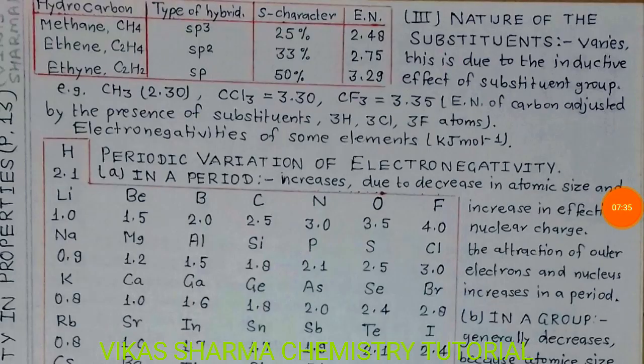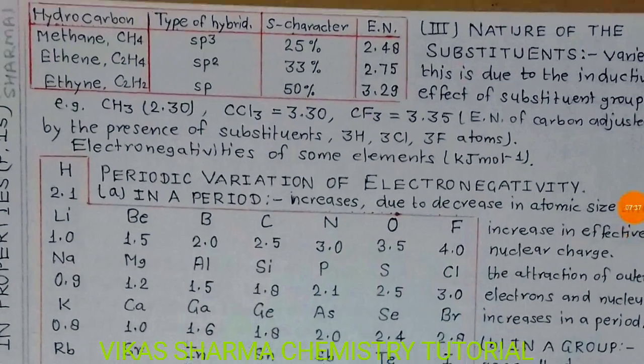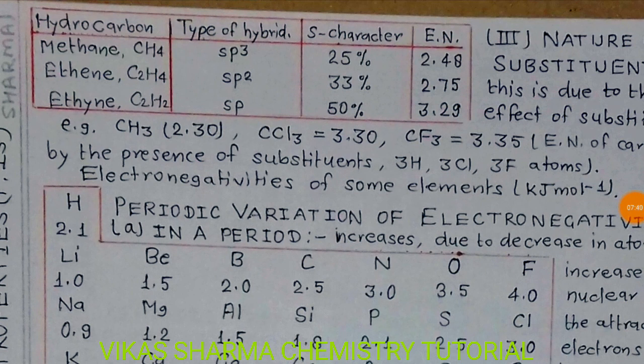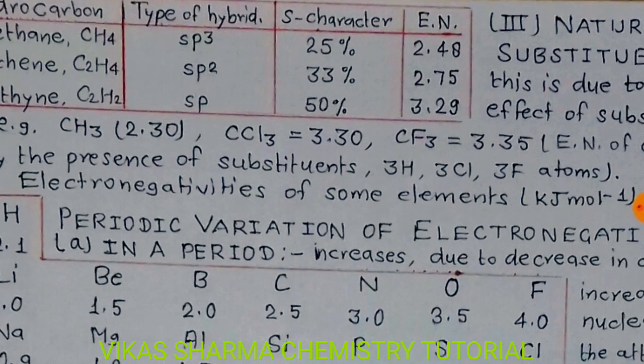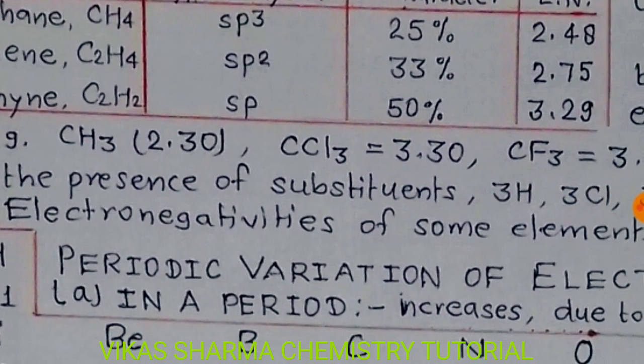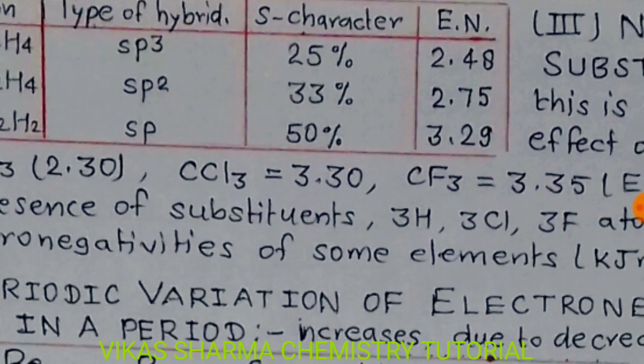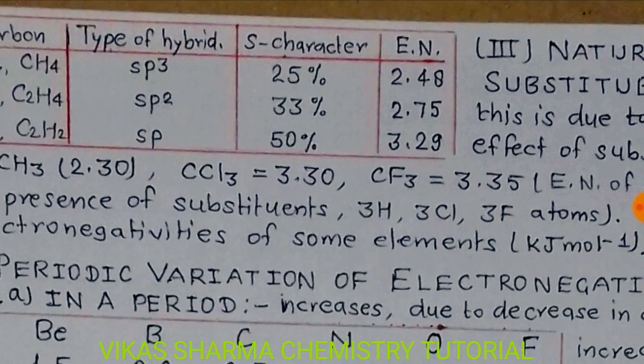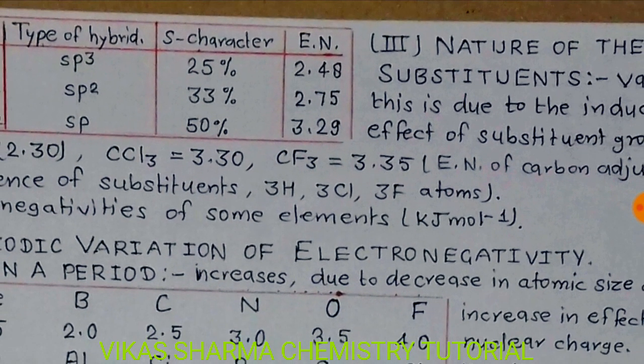So student, you have seen on the table methane sp3, ethene C2H4 sp2, and ethyne sp. In the ethyne condition, with 50% S character, the electronegativity is high, so the attraction of the shared pair of electrons is more effective.